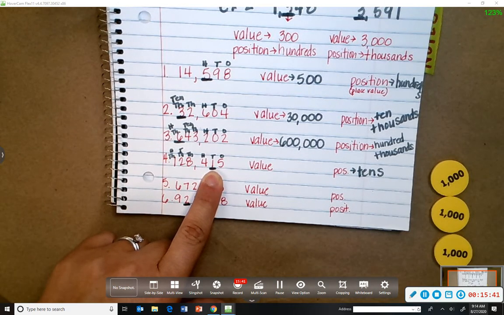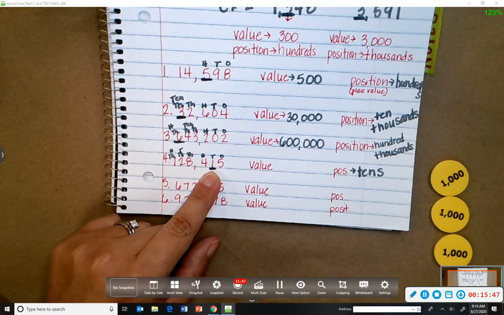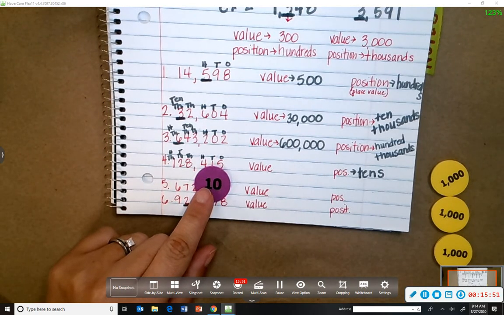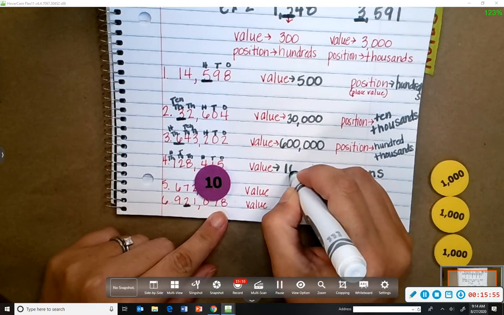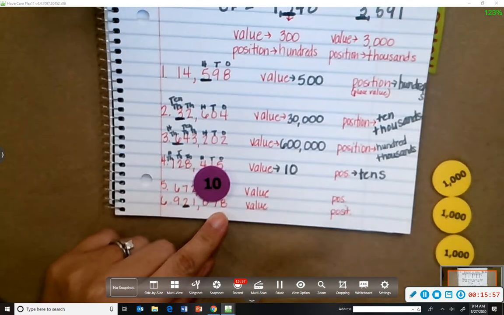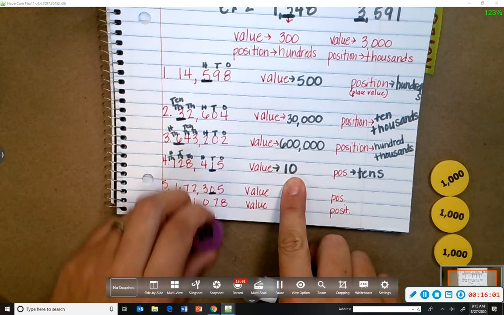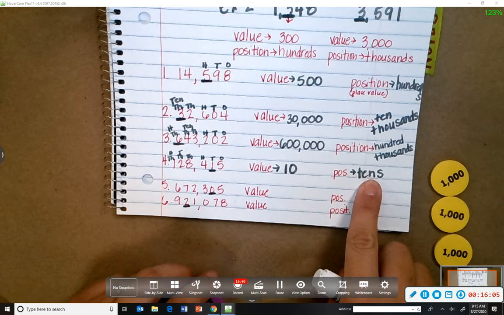Okay, now the value. If I only have one 10, it would be worth how much? 10. So the value, we would just write it in number form, 10. Notice that's the difference. Value, we would write it in numbers. The position or what place it's in, we're going to write the words.